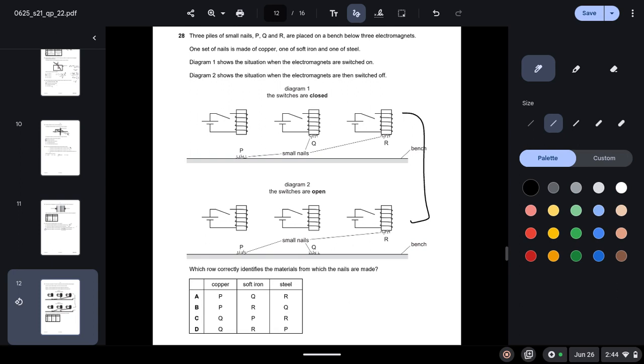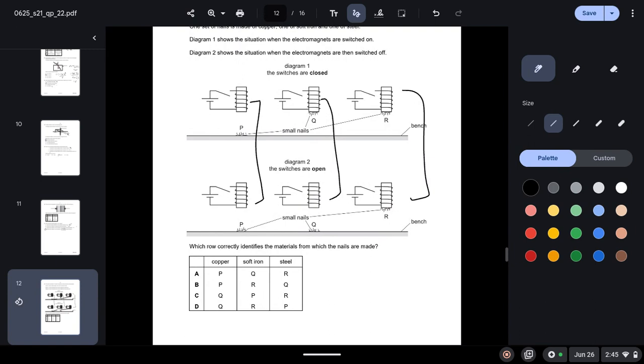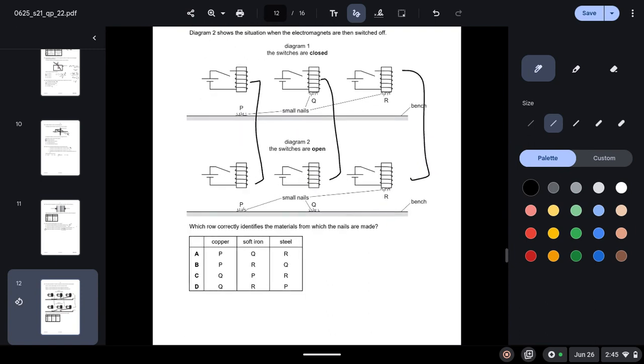So this means that R is the strongest magnetic material. In the case of Q, when the electromagnet is switched on, the nails are attracted, and when it is switched off, the nails fall down. So this tells us that Q is a moderately magnetic material. In P we can see that the nails are not attracted in either case, so P is not a magnetic material. So we know that the strongest magnetic material is steel, Q would be soft iron and P would be copper, so A is your answer.